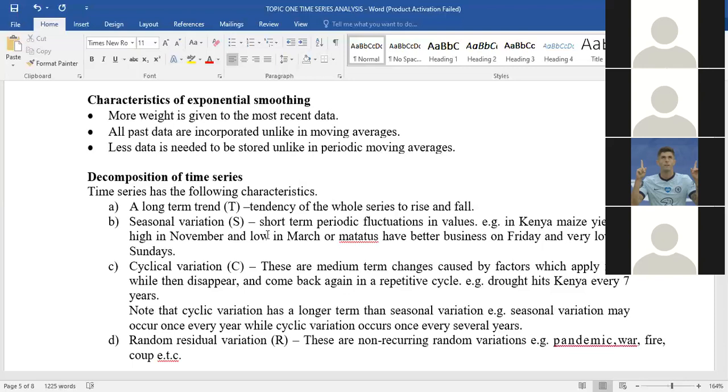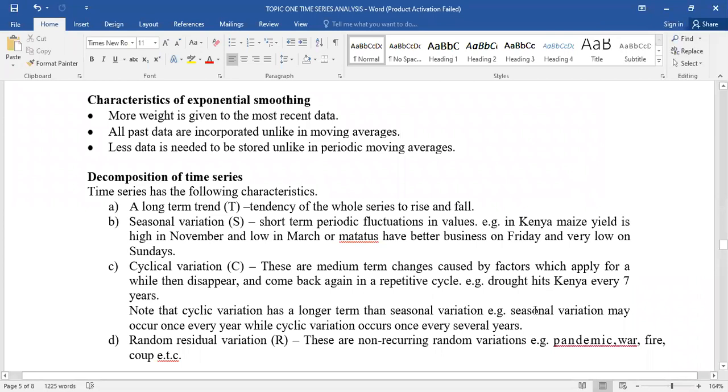Then we have the cyclical variation. Now we abbreviate that as S for purposes of modeling. Now we have cyclic variation in some cases, and this is where we have the medium-term changes caused by factors that will make something come and go. A good example is the drought in Kenya. It recurs after every 7 years. So after every 7 years, we expect, because of the climatic changes, we'll be hit by a drought or a dry spell. So for cyclic variation, you can identify with it because it takes a season or a longer period before occurring. And that's why we are calling it cyclic.